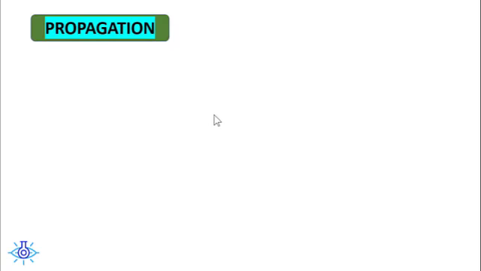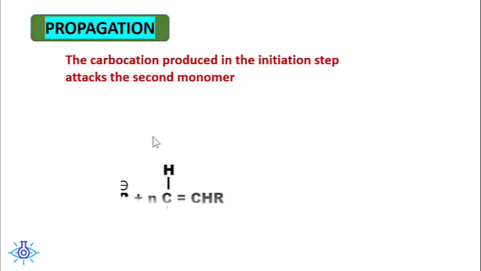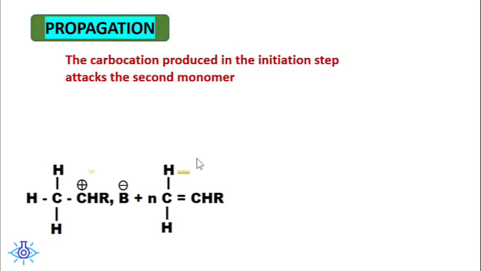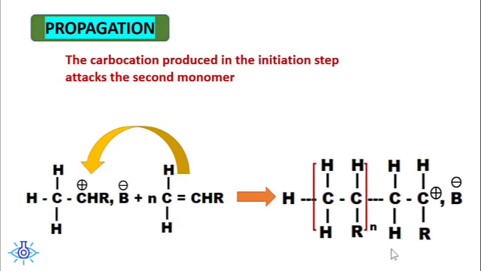The next step is propagation. The carbocation that is produced in the initiation step will attack the second monomer. During this attack, the double bond breaks, resulting in a product like this. A growing chain will be formed in the propagation stage. The double bond breaks here, the positive ion moves to the new monomer and B minus is at this end. The repeating unit is written in square brackets, n times.